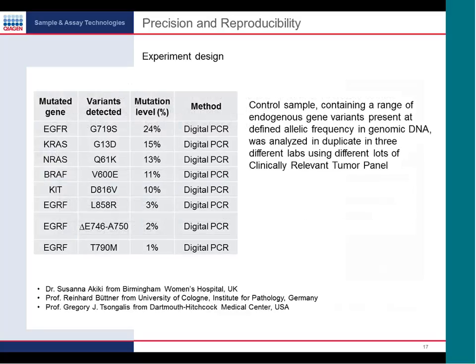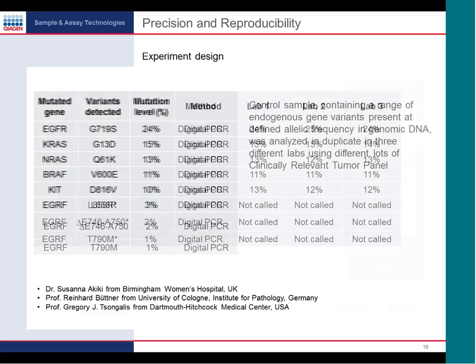And next, to look into the precision and reproducibility, we took the control sample, which contains a wide range of endogenous genes, ranging from EGFR to NRAS, BRAF, KRAS, and all of them have mutations at different allelic frequencies, ranging from 24% to 1%. We tested this control sample in 3 different labs, in triplicates, using 3 different lots of our clinically relevant tumor panels. And the data is shown here.